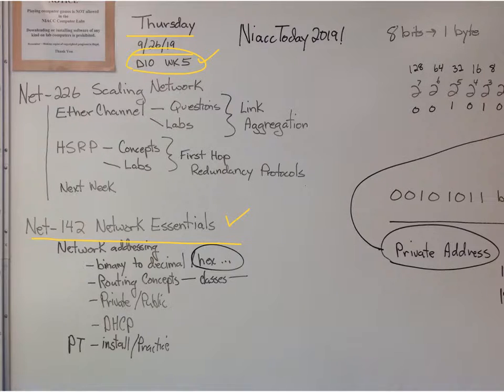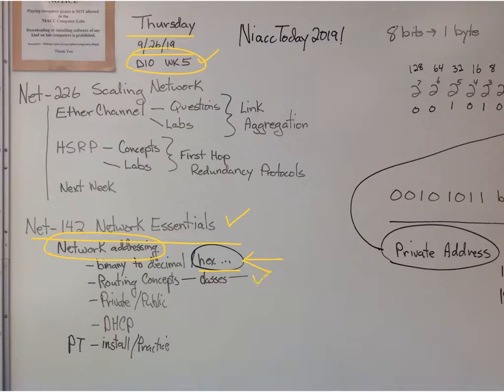NET-142, Network Essentials, everything was about IP addressing today. I mentioned the OSI model, but we worked primarily on this. So we did binary to decimal, decimal back to binary. We didn't get time to do the hex, but we'll do that on Tuesday.